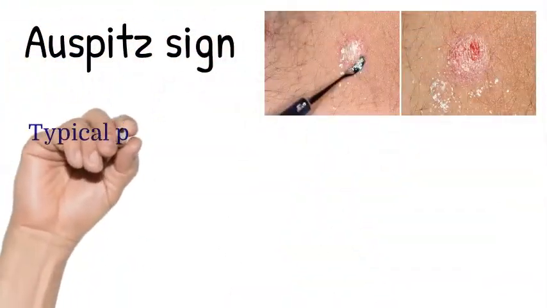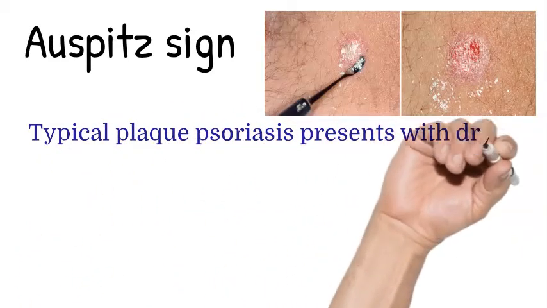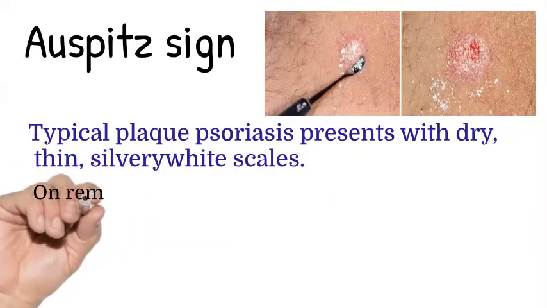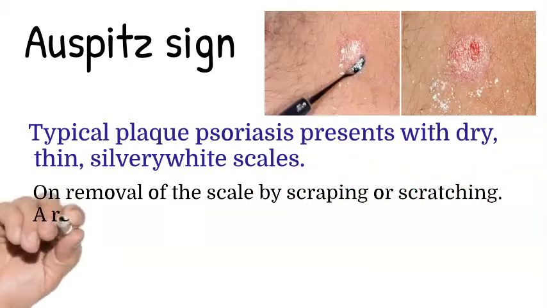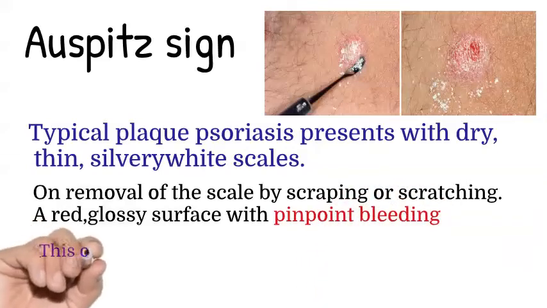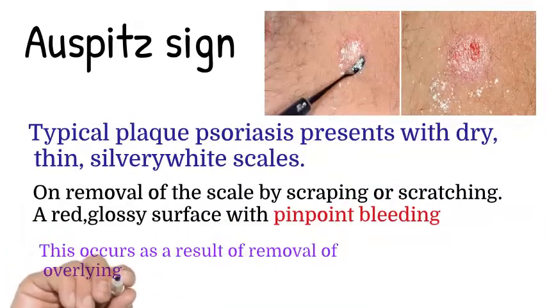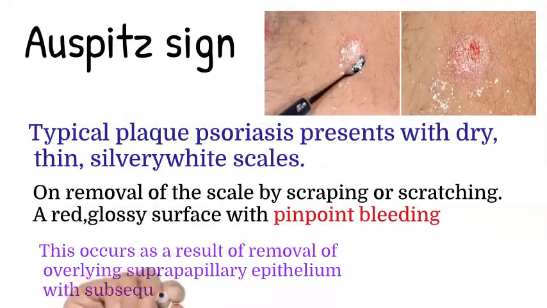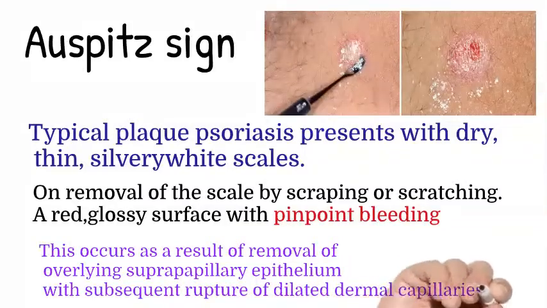Auspitz sign. As we see in this picture, there is a typical plaque psoriasis, presenting with dry, thin, silvery white scales. On removal of the scale by scraping or scratching, there is a red, glossy surface with point bleeding. And this occurs as a result of removal of overlying suprapapillary epithelium with subsequent rupture of dilated dermal capillaries.